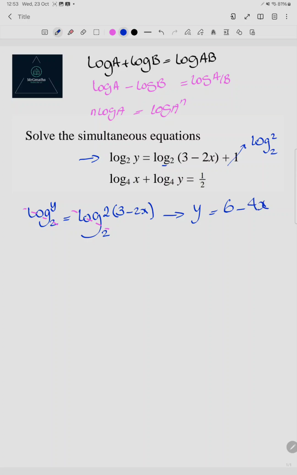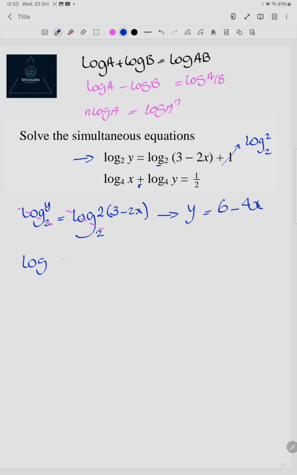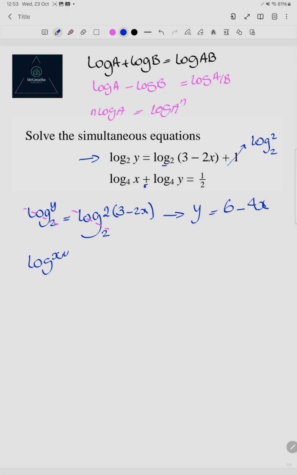Let's do the same with our second equation. So I'm going to combine the two because it's plus again and say log xy base 4 is equal to half. There are multiple ways of approaching this, but again, we can go backward on log and bring indices and say xy is 4 to the power of half, which is in fact 2. So I'm going to say xy is 2.